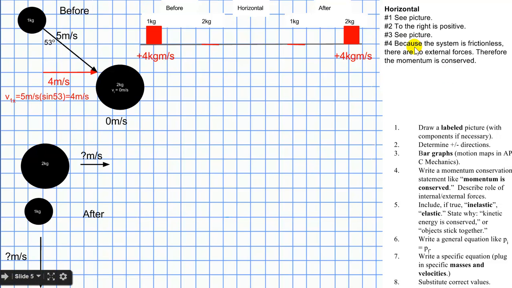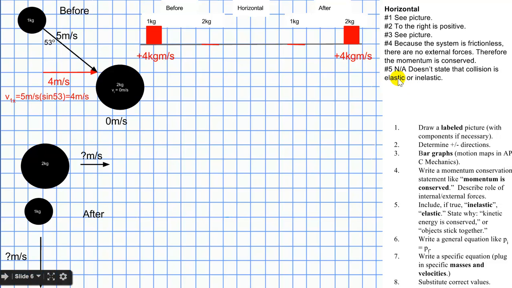Well, we know that because the system is frictionless and there are no external forces, and the reason there are no external forces is because the system is frictionless, it's a closed system. Since it's a closed system, the momentum must be conserved. So all the momentum before the collision for both masses was 4 kilogram meters per second. So after the collision, the momentum for both masses must be 4 kilogram meters per second. Because the 2 kilogram mass is the only object that's moving, it's the only one that has any momentum. So the 2 kilogram mass has a momentum of 4 kilogram meters per second to the right.